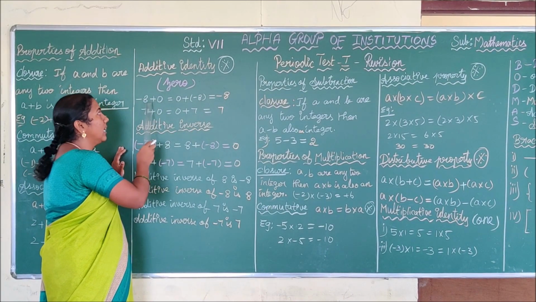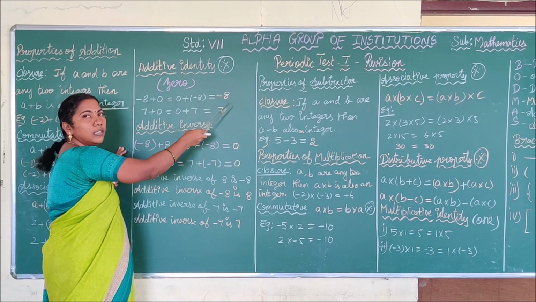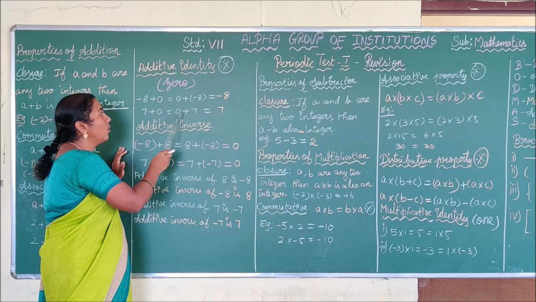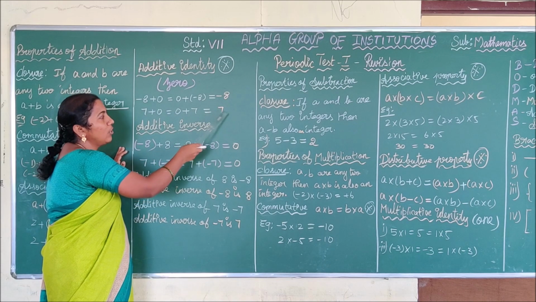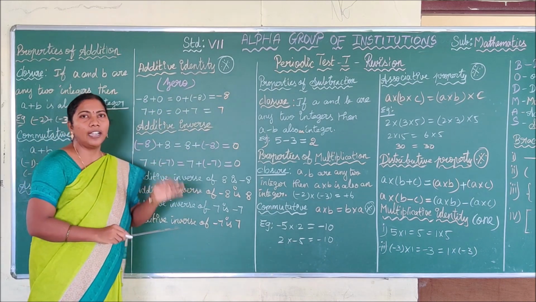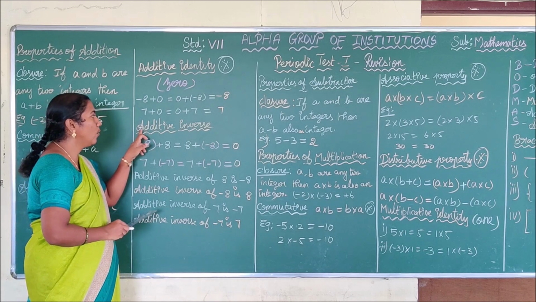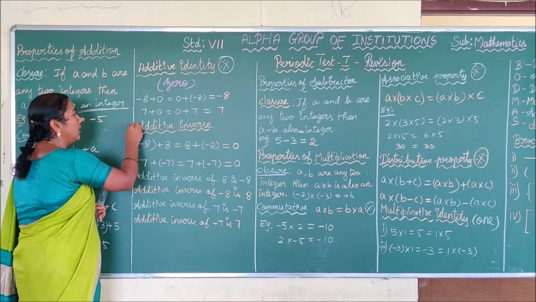See here, minus 8 plus 0 or 0 plus minus 8, your answer is minus 8. Similarly, 7 plus 0 is equal to 0 plus 7 is equal to 7. This type of nature is called additive identity, and additive identity of integer is 0. And next we are going to see additive inverse. This is also an important property.